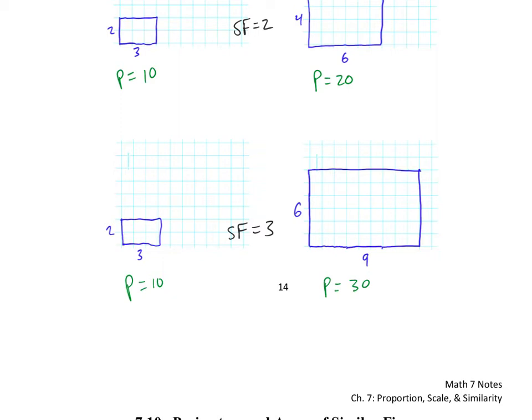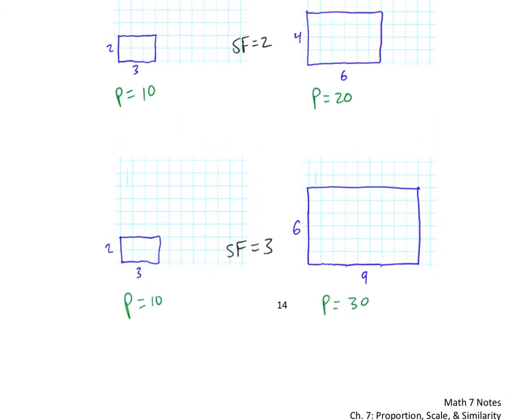So my question is, how does the scale factor impact how you get from one to the other? Well, it looks like 10 times 2 gives me 20. So let's see if that works for the second one. 10 times 3 gives me 30. Okay, so one of the equations I want to write down then is that the new perimeter, the perimeter of something after a scale change, size change, is going to equal the original perimeter times the scale factor.